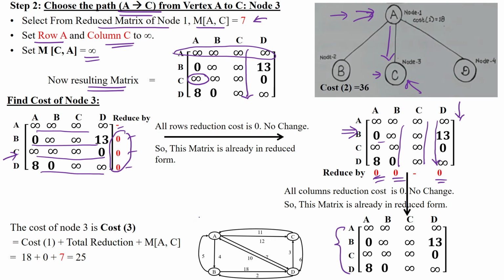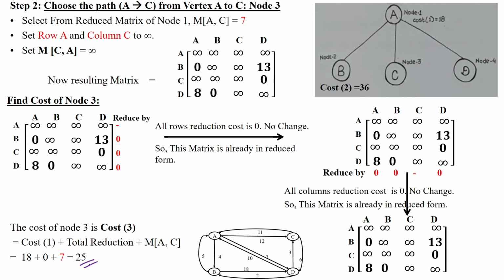Now we have to calculate the cost of node C. The cost of node 1, we already spent 18 units. Then to reach C, we have to spend the total reduction, which is here 0, here also 0, so 0 plus 0 is 0. And M of A comma C we got here is 17. So finally the total cost is 25. Now we update the cost of node C as 25.